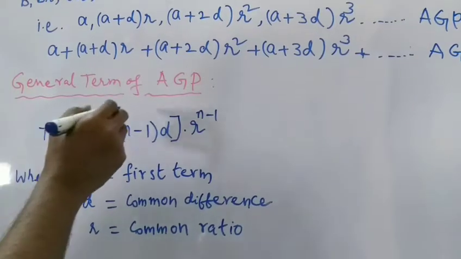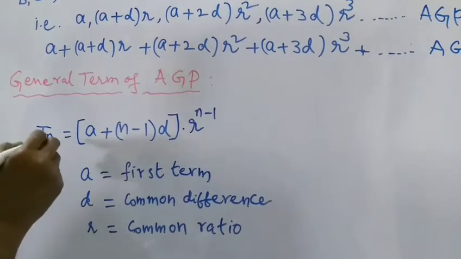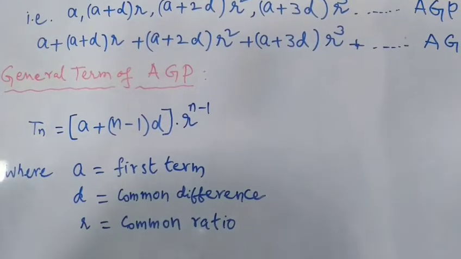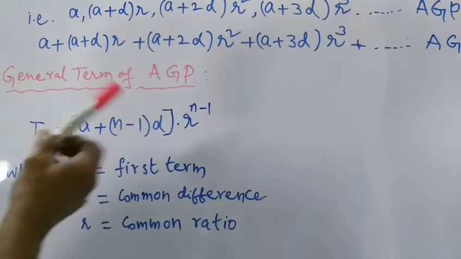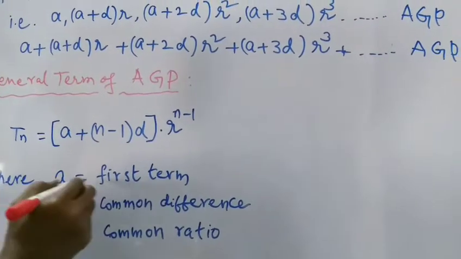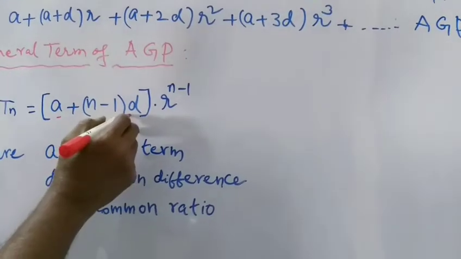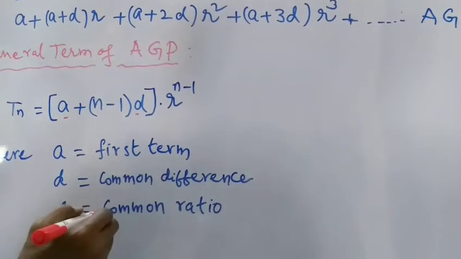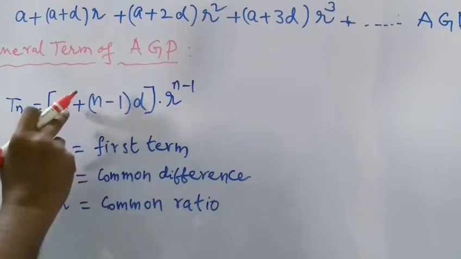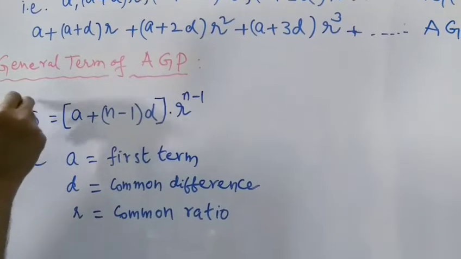The general term of an arithmetic geometric progression is Tn equal to (a plus (n minus 1) into d) into r to the power of n minus 1. In this, a is the first term, d is the common difference, and r is the common ratio. This is the general term of an arithmetico-geometric progression.